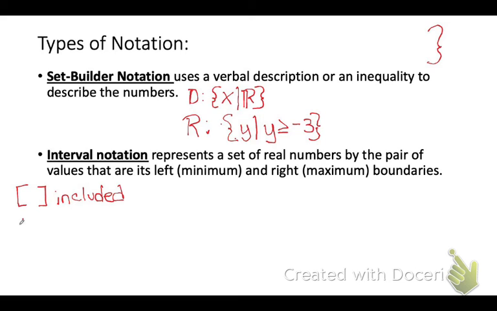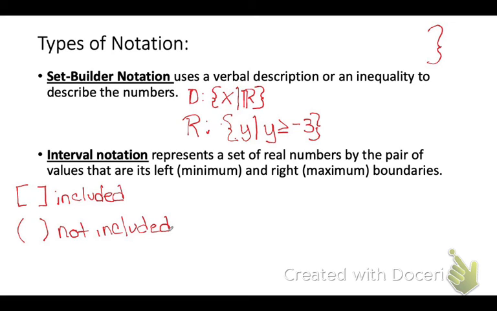And parentheses, guess what parentheses mean? If brackets are included, parentheses are not included. And you pick the minimum and the maximum, and that's what goes on the ends.